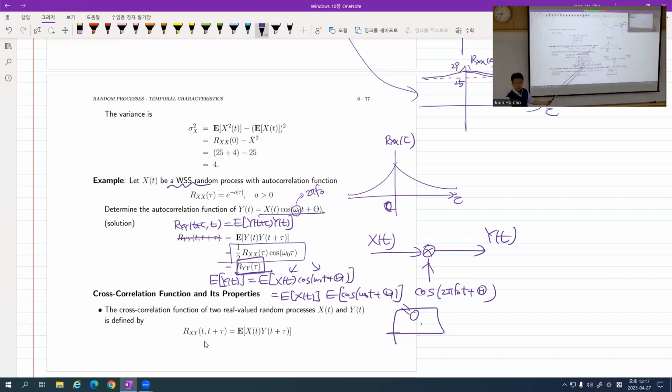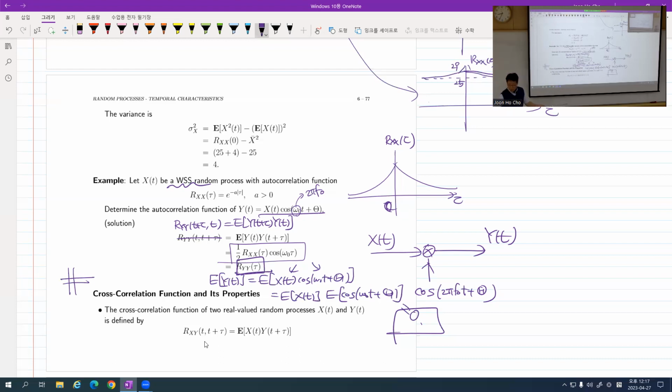What does that mean? In this problem, x of t is wide-sense stationary, and y of t is a zero mean wide-sense stationary random process. Got it? So we can use the previous properties to derive something that is very interesting.